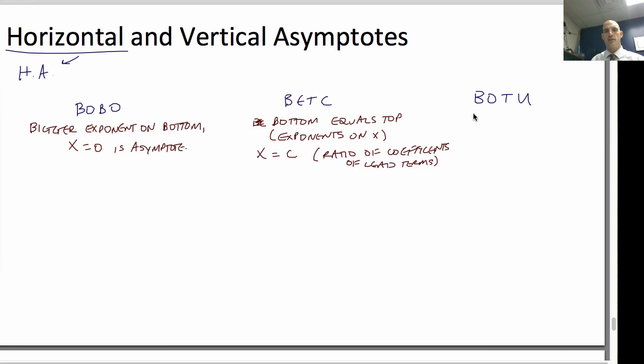If it's BO2, it's bigger on top, meaning exponents, then the horizontal asymptote is undefined, meaning there isn't one. So this would be horizontal asymptote equals 0, equals constant, the ratio of the coefficients of the lead terms. This one would be the horizontal asymptote is undefined.